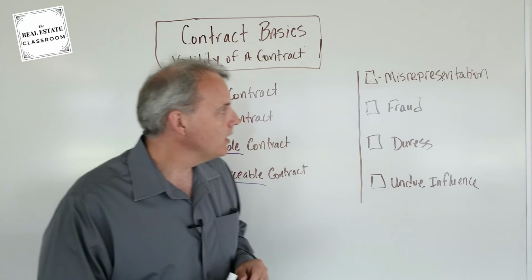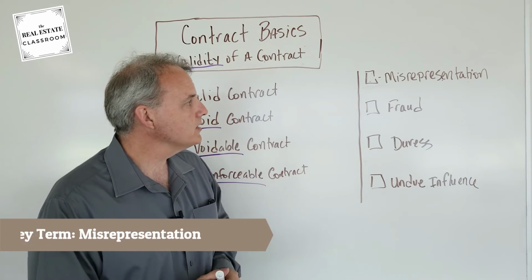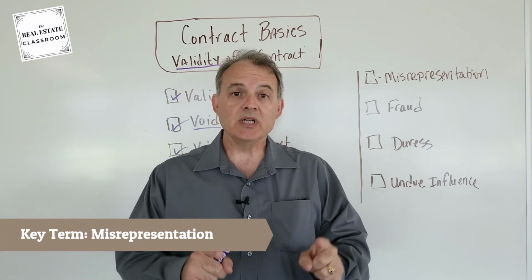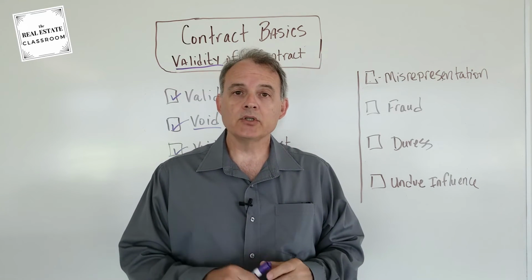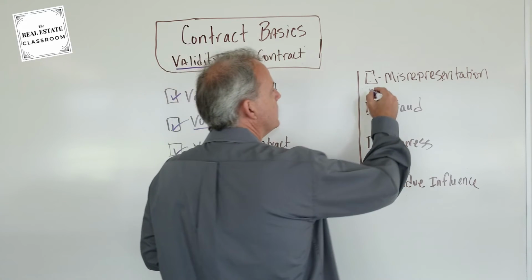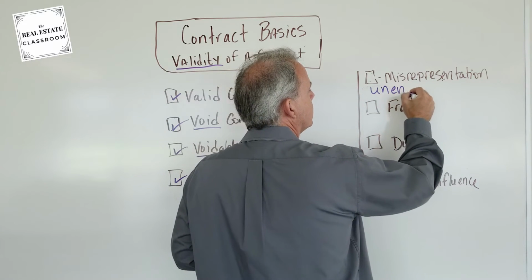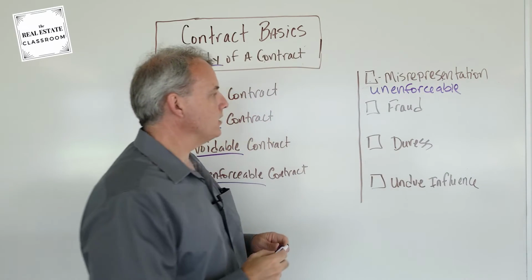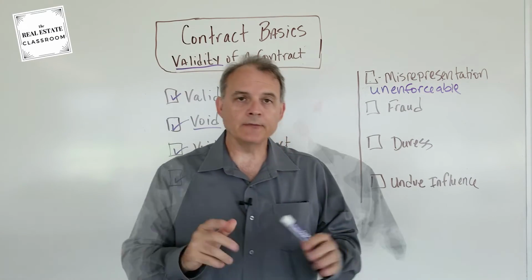All right? So the first one I want to talk about is misrepresentation. 2 things you have to know about misrepresentation. The first one, it was done unintentionally. Number 2 is it creates an unenforceable contract. Unintentional and unenforceable.